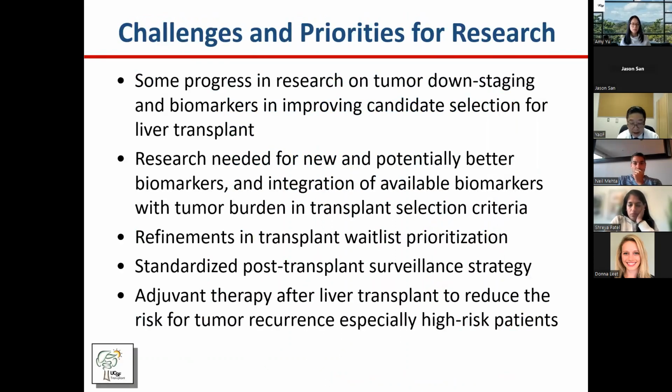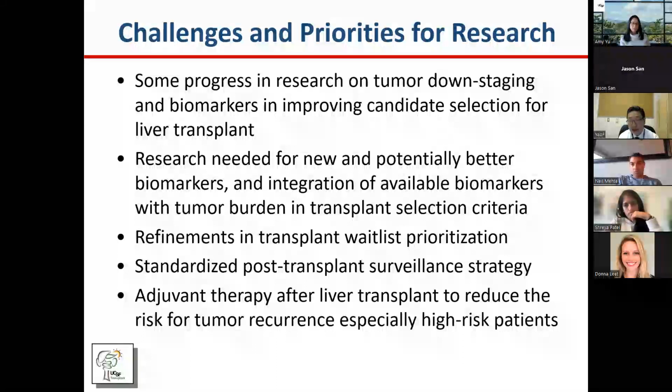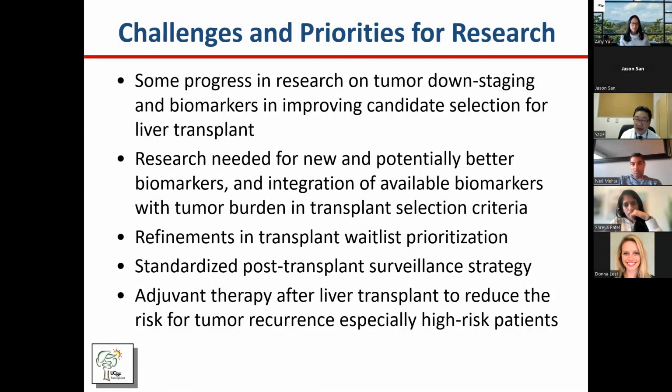So to summarize the knowledge gaps, challenges, and priorities for research in liver transplant for HCC, I think that we have made some progress in terms of selecting candidates for transplant. We have made some progress in tumor downstaging and biomarkers, but there's still a need for more research to develop and discover new and potentially better biomarkers, and then understanding how to integrate the available biomarkers with tumor burden in the transplant selection criteria. We definitely need more refinements in transplant waitlist prioritization. We need to standardize the post-transplant surveillance strategy.